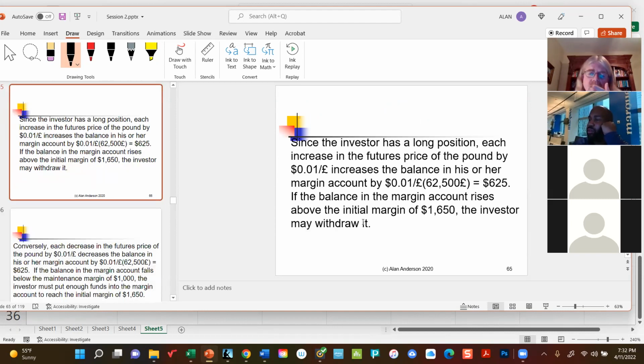Now, I have a long position, which means I'm buying pounds. And the contract, since it's written on 62,500 pounds, every change in the exchange rate by a penny changes the value of my position by $625. Now, keep in mind, too, if the balance of my account goes above the initial margin, I can actually take out the difference.